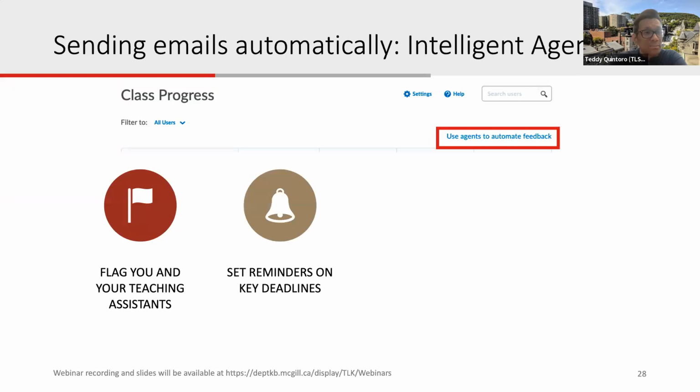You can also set reminders to students. So the criteria in this case could be they haven't accessed the assignment or the quizzes X number of days before the deadline, or they haven't logged in for the past 7 days. Then the system will trigger that automation and will send that email reminder.